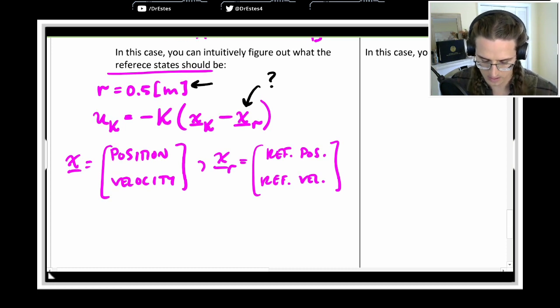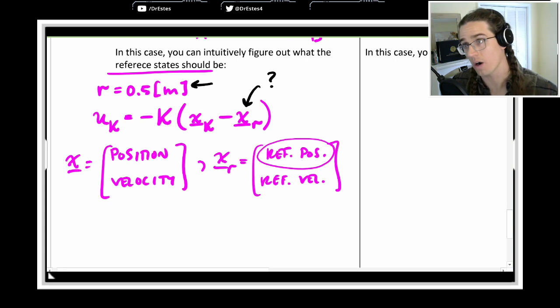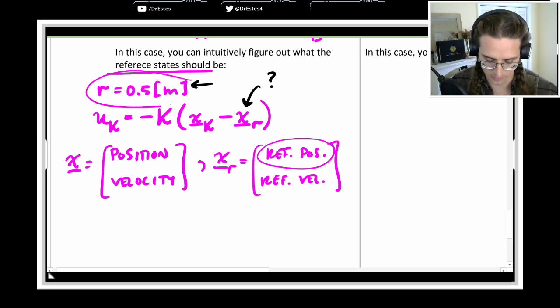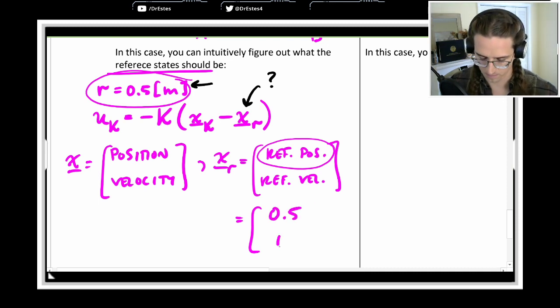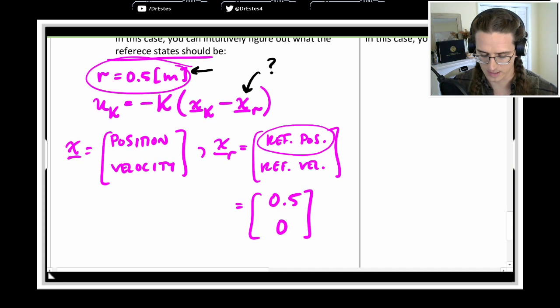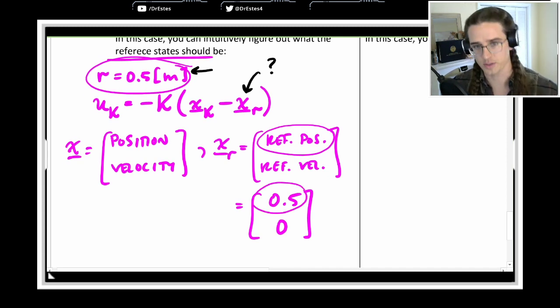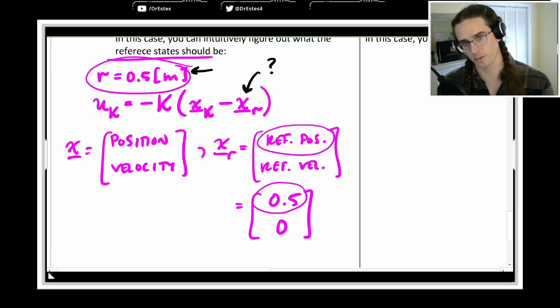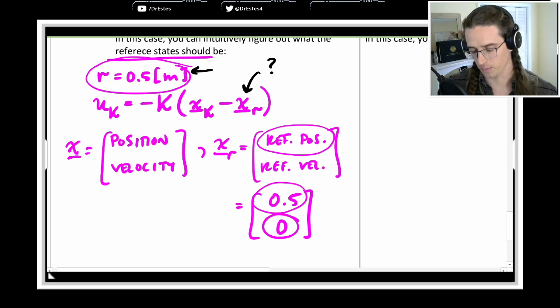And so because one of my states is already position and the reference signal is in terms of position, I just know right away that I want my states to look like this. I want to move the block to a position 0.5, and assuming we want it to be sitting at rest right there, then I want the reference velocity to be zero there.